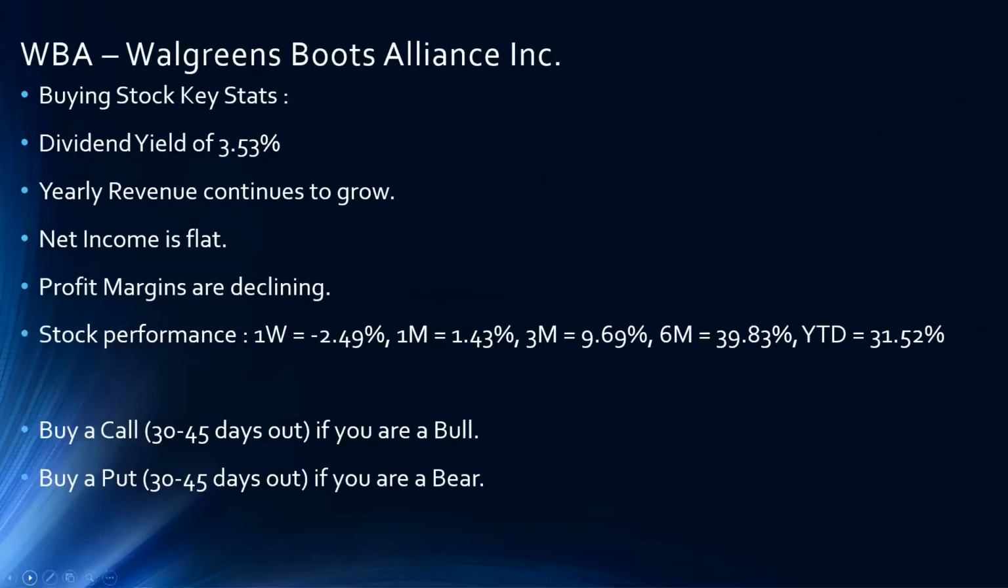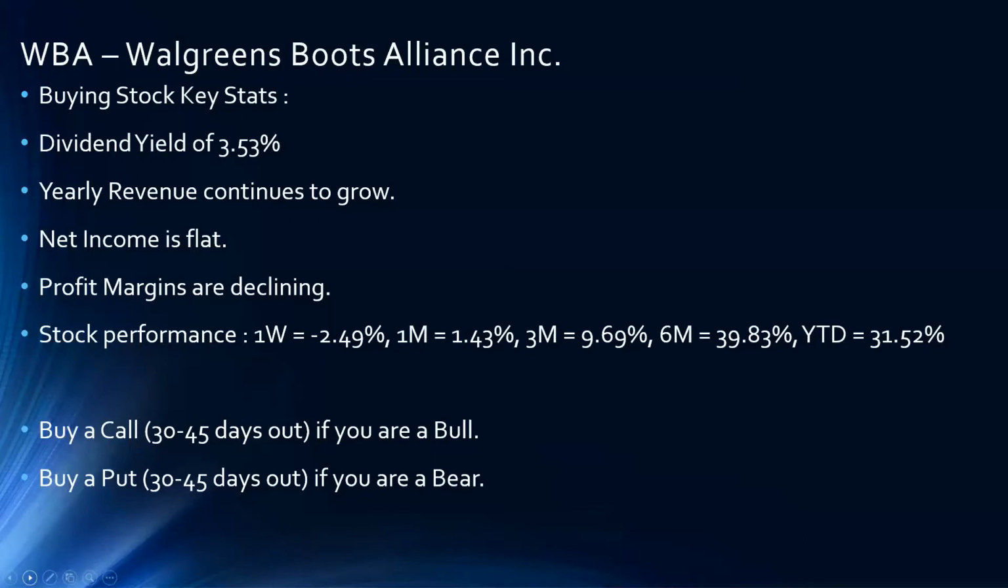So let's get into our first example here. Most of you are familiar with the company Walgreens. There's one on many corners in most suburbs and towns in America. The stock symbol is WBA. So let's take a look at why we have this as a model.